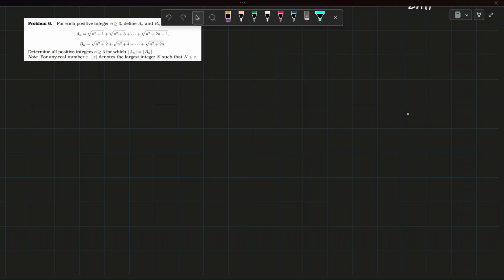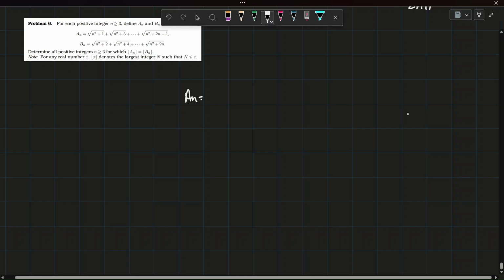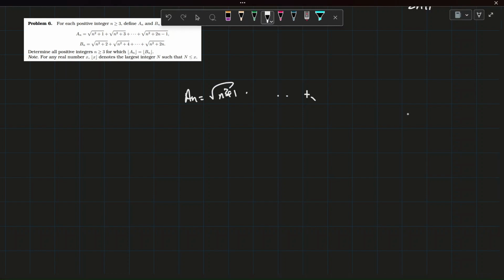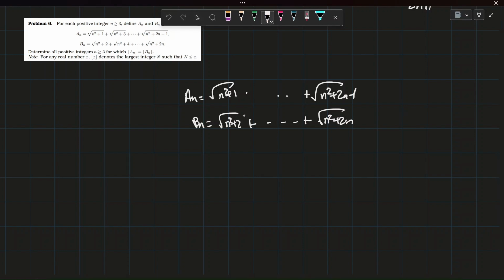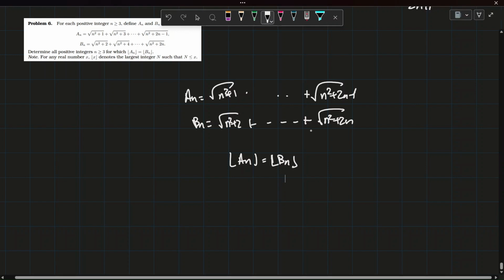It says that a_n is equal to the square root of n squared plus 1 till the square root of n squared plus 2n minus 1. Similarly, we define b_n from n squared plus 2 till n squared plus 2n. We need to figure out for which positive integers we can conclude that the greatest integer of a_n equals the greatest integer of b_n. So we need to find for which integers these two numbers are equal.